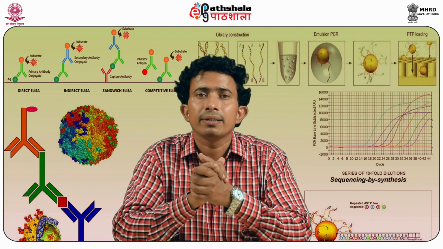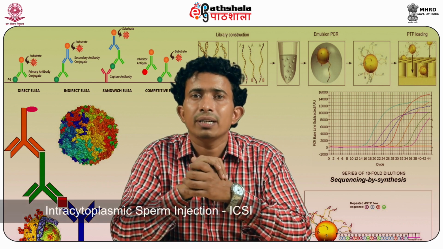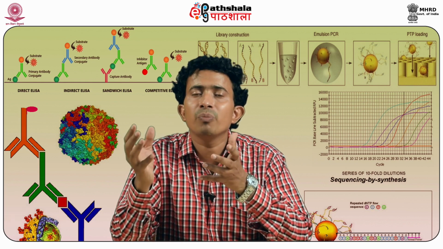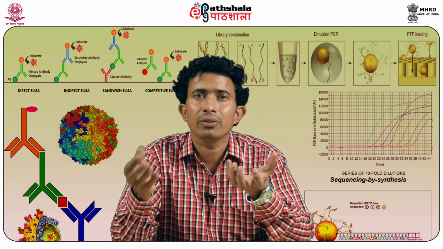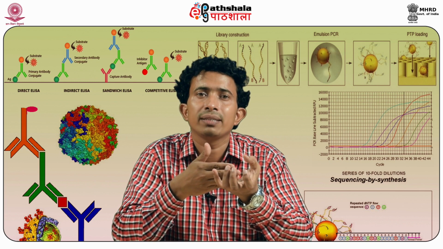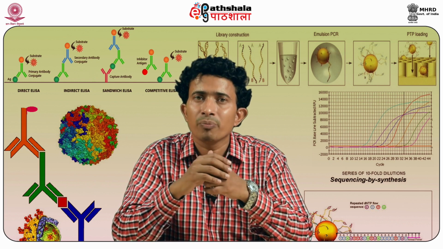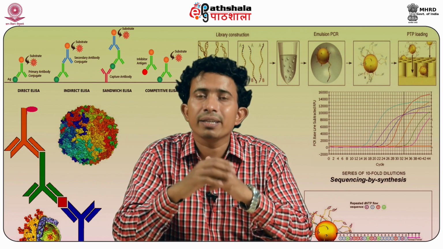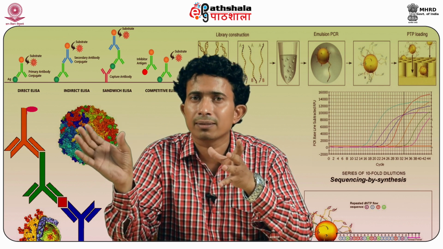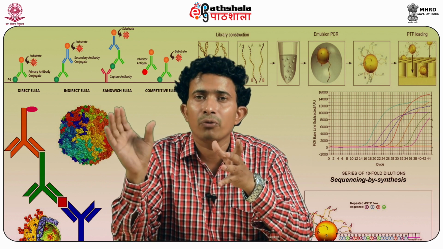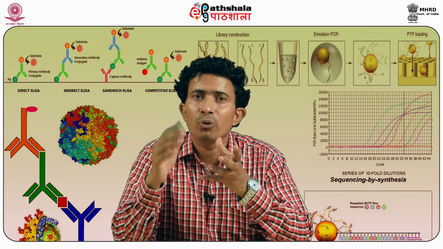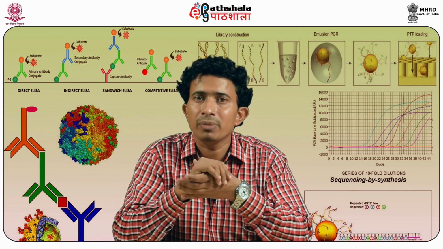Next assisted reproductive technique is intracytoplasmic sperm injection. When the sperm is directly injected in the cytoplasm of ova, this technique is known as intracytoplasmic sperm injection. This technique is very useful when IVF fails. When several rounds of IVF fail, then the doctors opt for intracytoplasmic sperm injection.